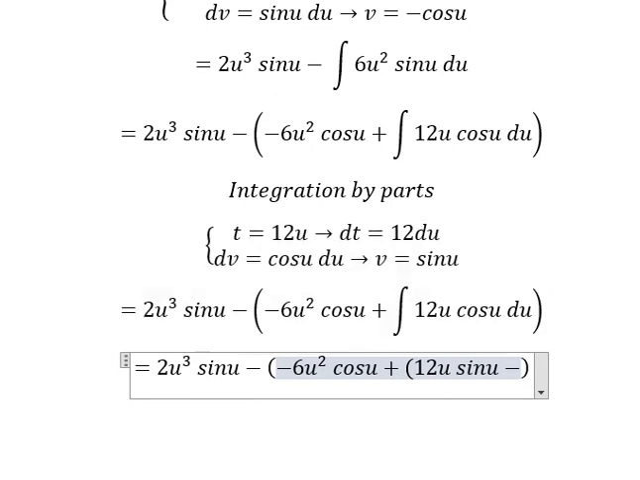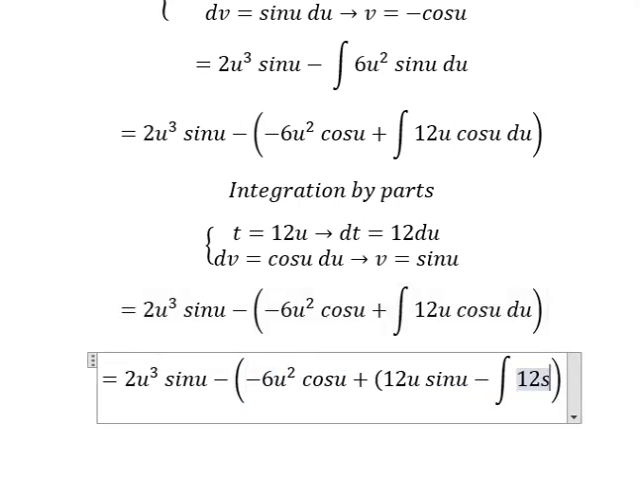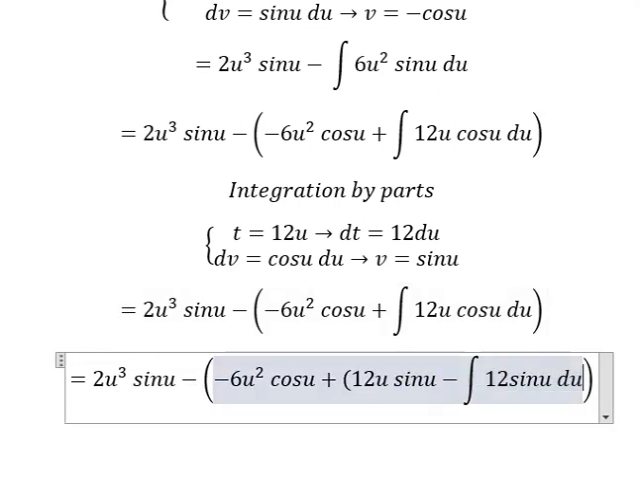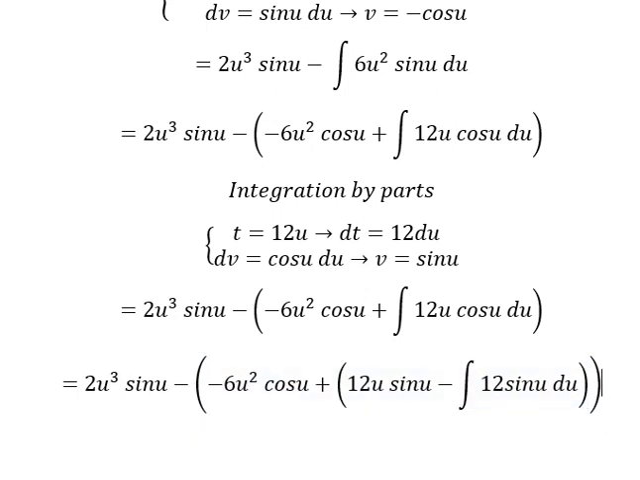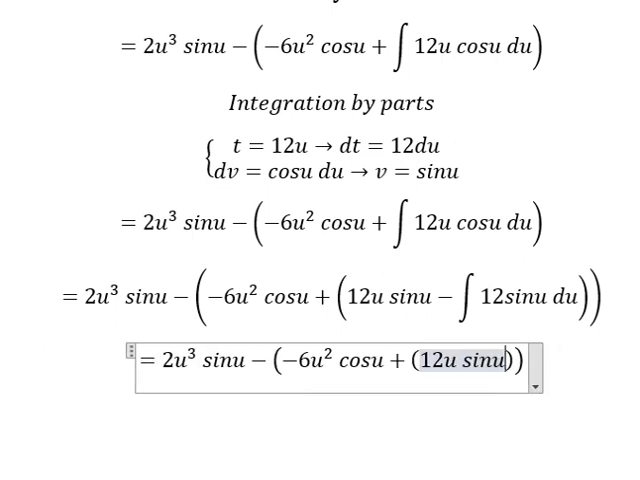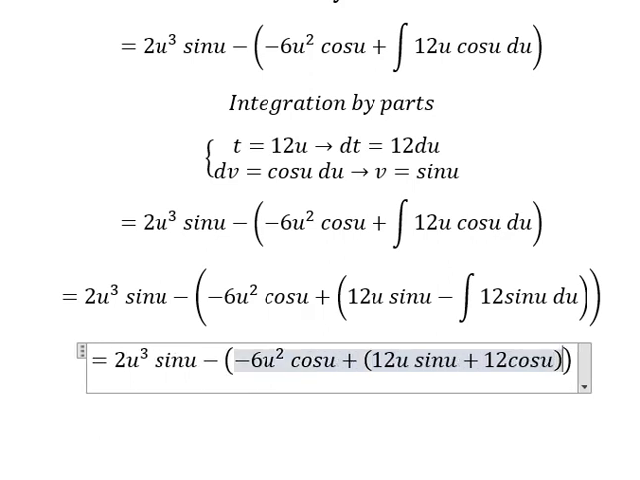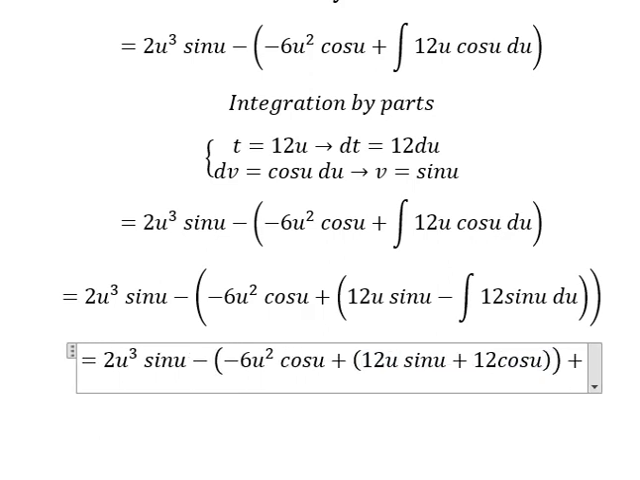So we have the integration of 12 sine u du. So the integration of negative with sine u, we have positive 12 cosine u. And I will put c.